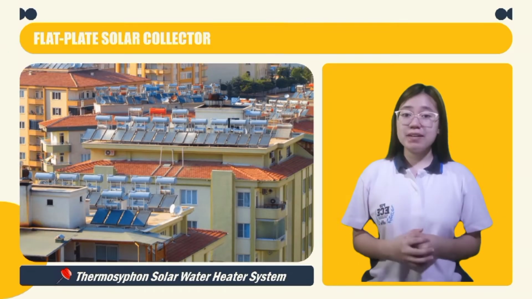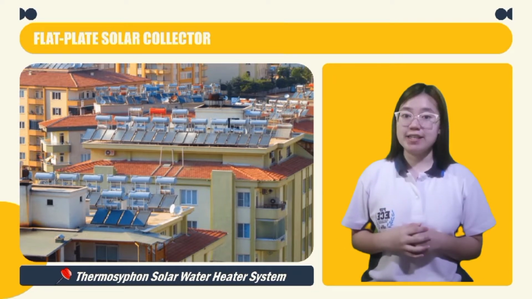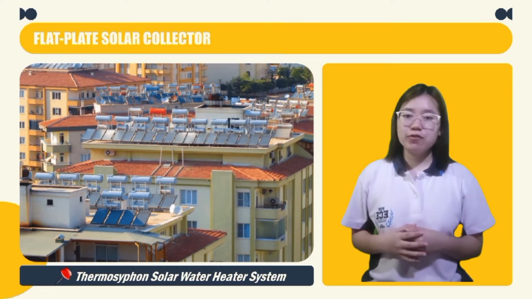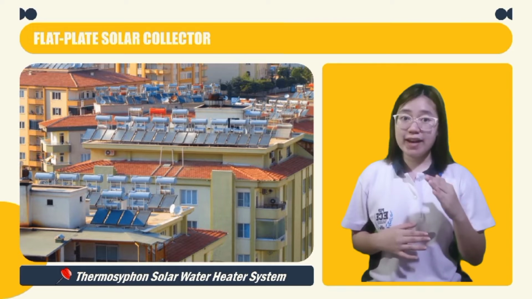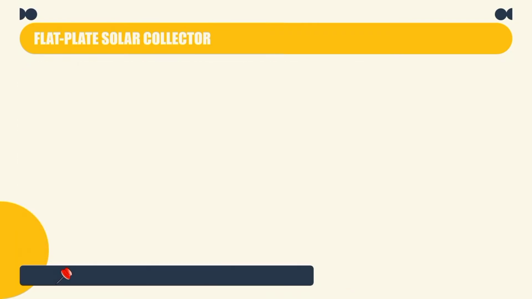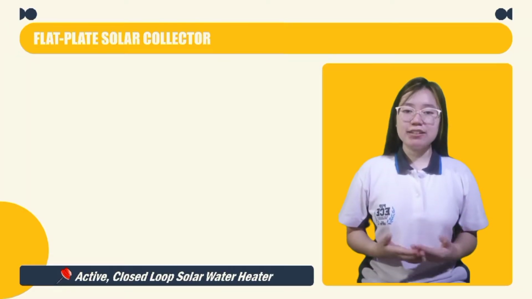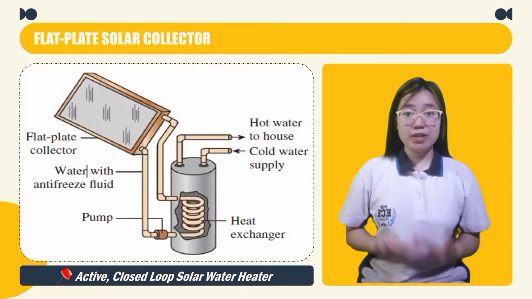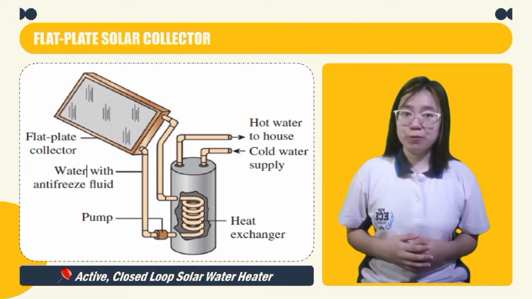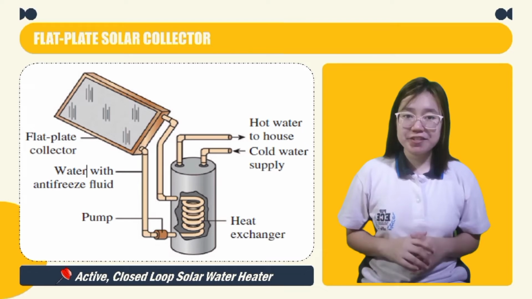To understand the flat plate solar collector better, we can see here a thermosiphon solar water heater system, which operates on natural circulation. Here, water flows through the system when warm water rises into the tank as cooler water sinks. On the other hand, an active closed-loop solar water heater, which we can see here, uses a pump for the circulation of water containing antifreeze fluid. This antifreeze fluid is what ensures that there is no freezing in sub-freezing temperatures.